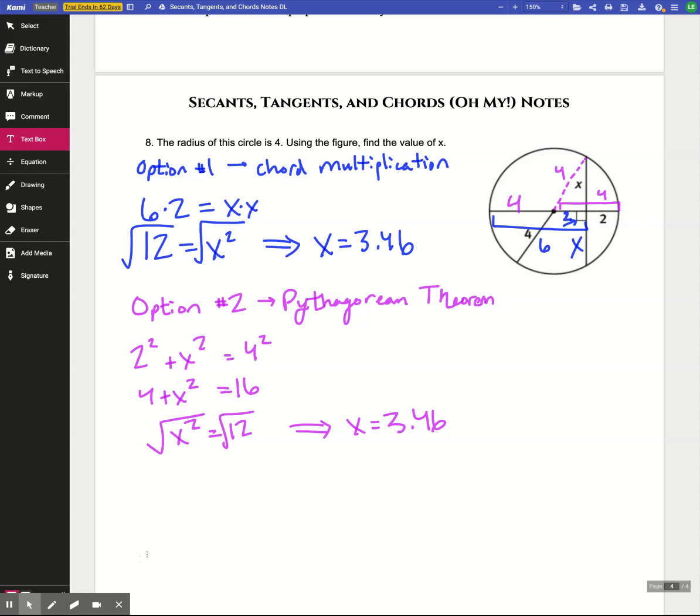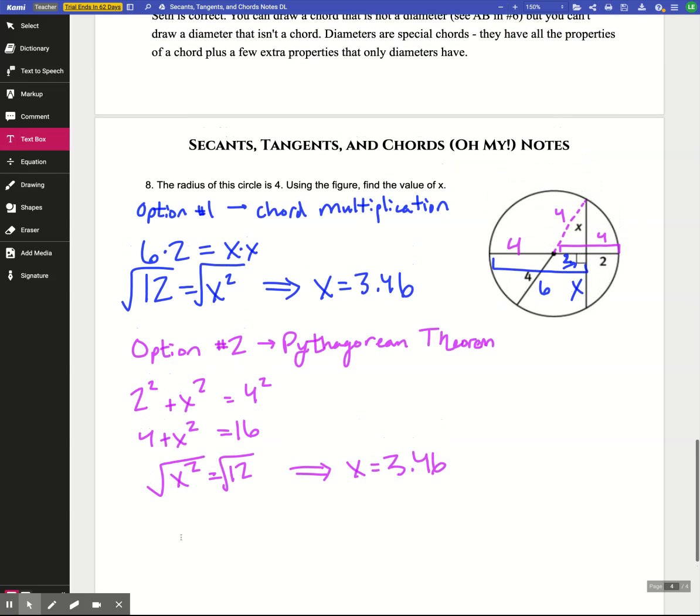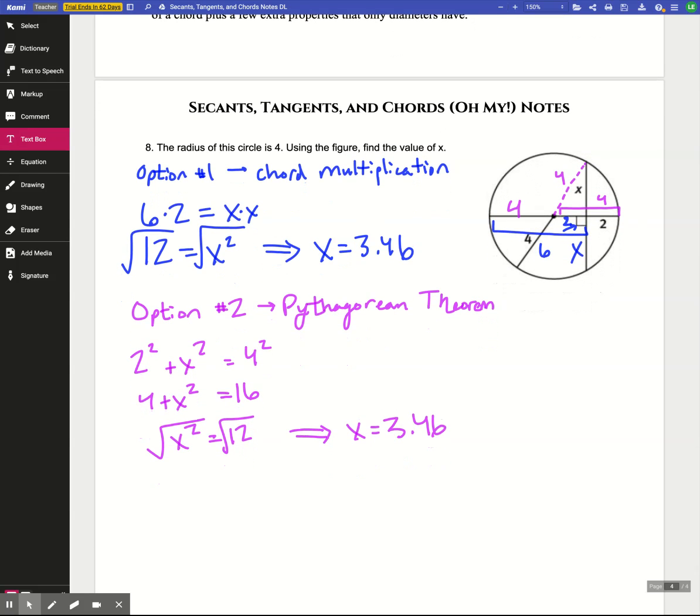So that is it for this practice problems video. I know this one was a little bit longer, but I wanted to give you lots of different examples of how these segments can be used, and these segment properties can be used to find different values and solve different types of problems.